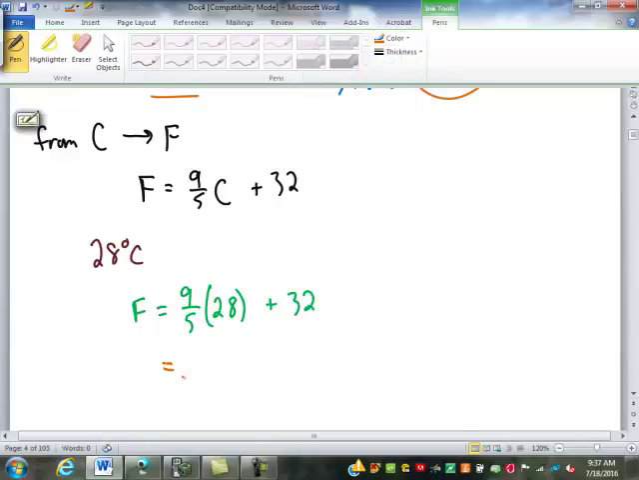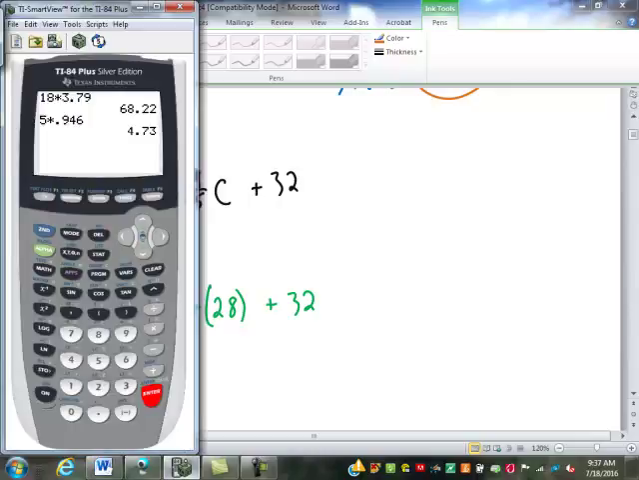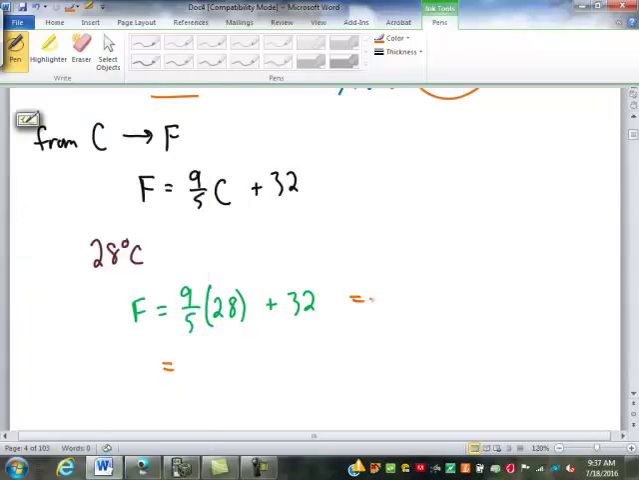So now I'm going to go ahead and just punch this in the calculator. And the way I'm going to do that, 9/5, I'm just going to do 9 divided by 5 because I don't have fractions on this calculator. Then times C, so it's times 28, and plus 32 is 82.4 degrees Fahrenheit. That's a warm enough day for me.